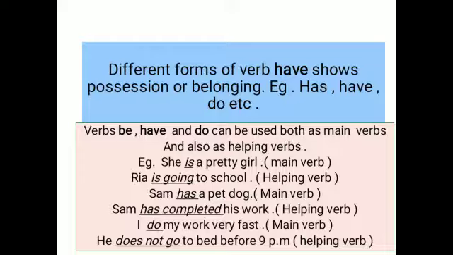Next sentence, I do my work very fast. So do is the main verb in this sentence. And in the next sentence, he does not go to bed before 9 p.m. So here does acts as a helping verb. So you can see that the same word in different sentences is sometimes the main verb and sometimes a helping verb. I hope you all are paying attention and finding it easy to understand.